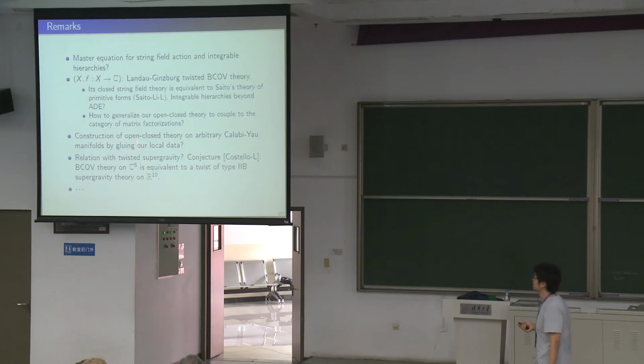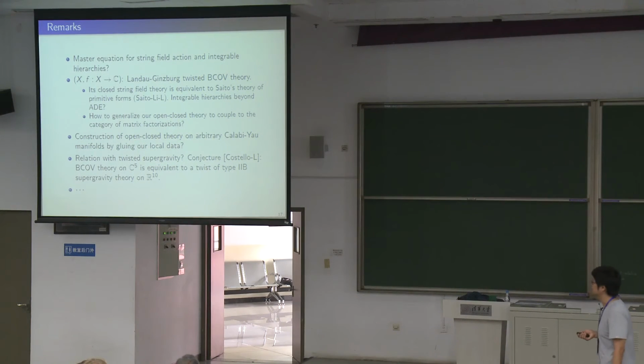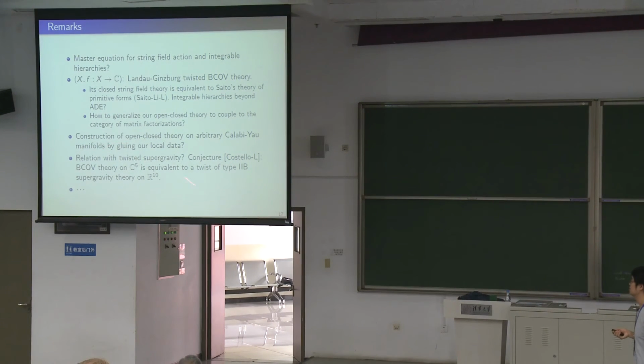And another thing I want to mention is probably the relation with twisted supergravity. Costello and I have a conjecture which roughly says that this kind of Biot theory on C5 is probably equivalent to a twist of type IIB supergravity in 10 dimensions. And we have some hints on this one as well, and probably something more. So there are many interesting things here to explore.